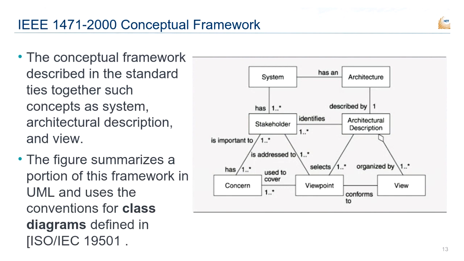A stakeholder. So can you read this? Let me draw. What's the relationship between a stakeholder and a concern? 1 dot dot star, what does that mean? A stakeholder has one or many concerns. Yeah, one to many, okay? A stakeholder has 1 dot dot star, and a star means many, more than one. A stakeholder has many concerns. The same concern can be important to many stakeholders, okay? So again, there is a very complex relationship between concerns and stakeholders.